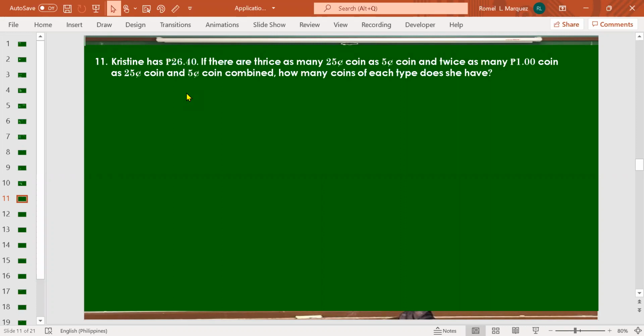Tricky. Okay? What are we going to do here? How many types of coin are there, guys? Three types? 25, 5, and 1 peso coin. Christine, there are thrice as many 25 centavo coins as 5 centavo coins.